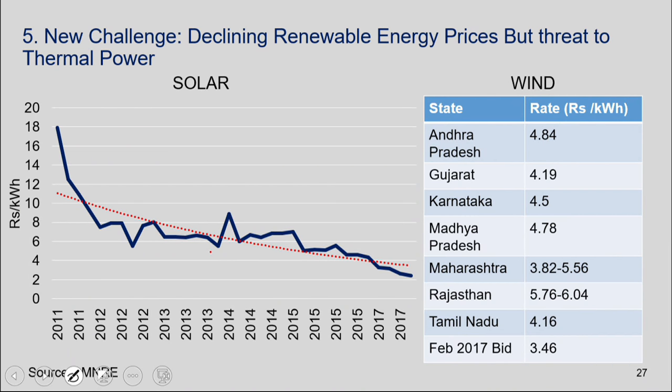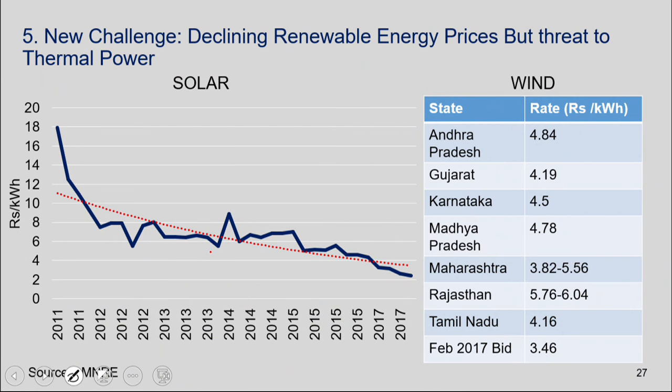Now, I think one of the really new challenges that has arisen in India, and actually all over the world, is what is happening because of technological change, but also because of government policy of subsidization: the price of renewables. In 2011 it was 18 rupees per kilowatt hour. Today, it's just over two. There are even some bids below that, 2.4 and declining, and these are the rates for wind. So on the one hand, this is terrific news for the consumer and for the environment.